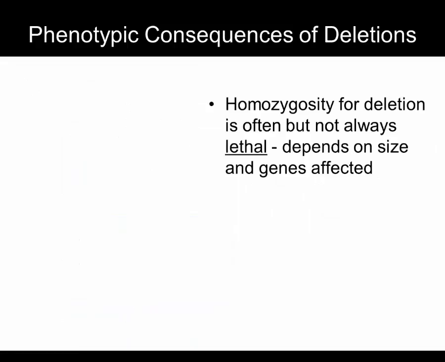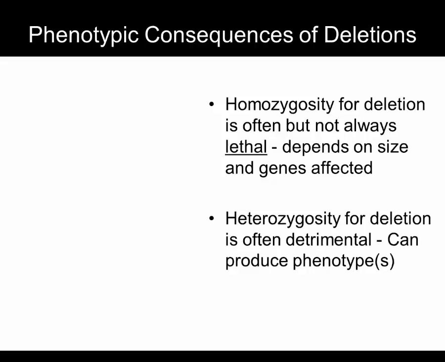Many of these rearrangements have severe consequences. Being homozygous for a deletion is frequently, but not always, lethal. It depends on the size of the deletions and the genes affected. Of course, deletions that include essential genes will be lethal. But even if no individual gene in a deletion is essential, the loss of many non-essential genes can add up to a lethal effect. Even heterozygosity for deletions can be detrimental.